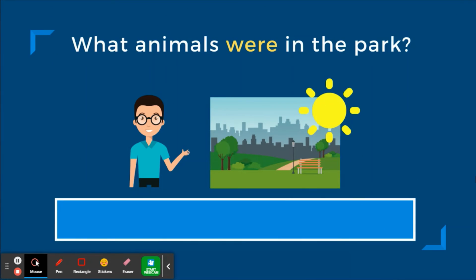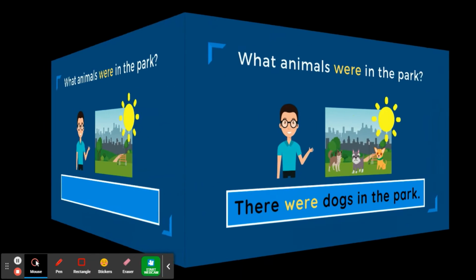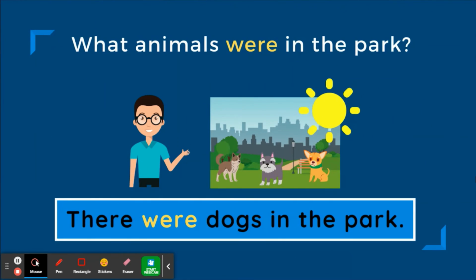Okay, let's listen and then answer the question. Practice pronouncing the question with me. What animals were in the park? Remember? Yeah, very good. There were dogs in the park. Say it together. There were dogs in the park.